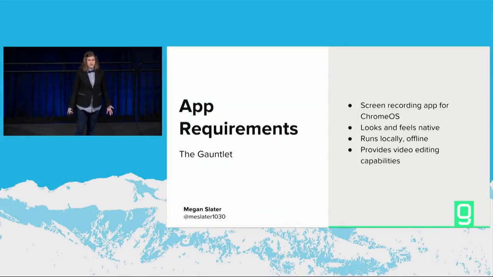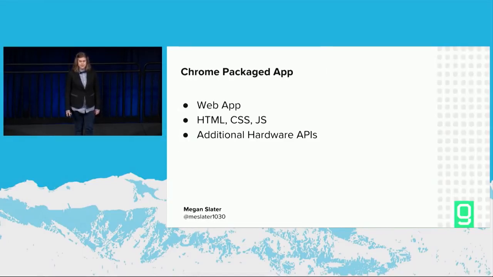Our requirements were as follows. The app was meant to look and feel like it was native to Chrome OS and act as a competitor to other Chrome OS screen recording apps out there. The client specifically requested that the app would provide video editing capability, and it needed to run locally offline. There are a couple of ways to develop for Chrome OS, and we decided to use Chrome packaged apps. On Chrome OS, packaged apps are essentially just web apps that are given some additional hardware-related APIs. At their core, they're just JavaScript, HTML, and CSS.